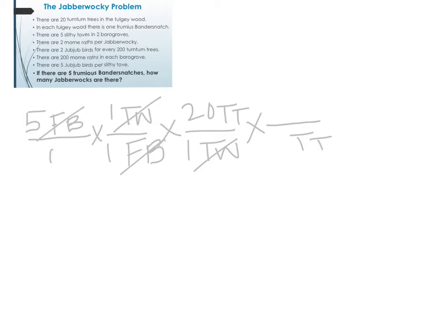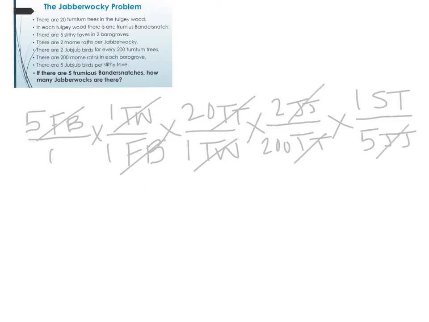Alright, so it looks like one of my statements says there are 2 jub-jub birds for every 200 tum-tum trees. So 2 jub-jub birds for every 200 tum-tum trees. Alright, now I can cross off tum-tum trees. Now I'm at jub-jub birds. How can I get rid of jub-jub birds? Well, it says there are 5 jub-jub birds per slithy tove. So 5 jub-jub birds per 1 slithy tove. Okay, now I can cross off my jub-jub birds.